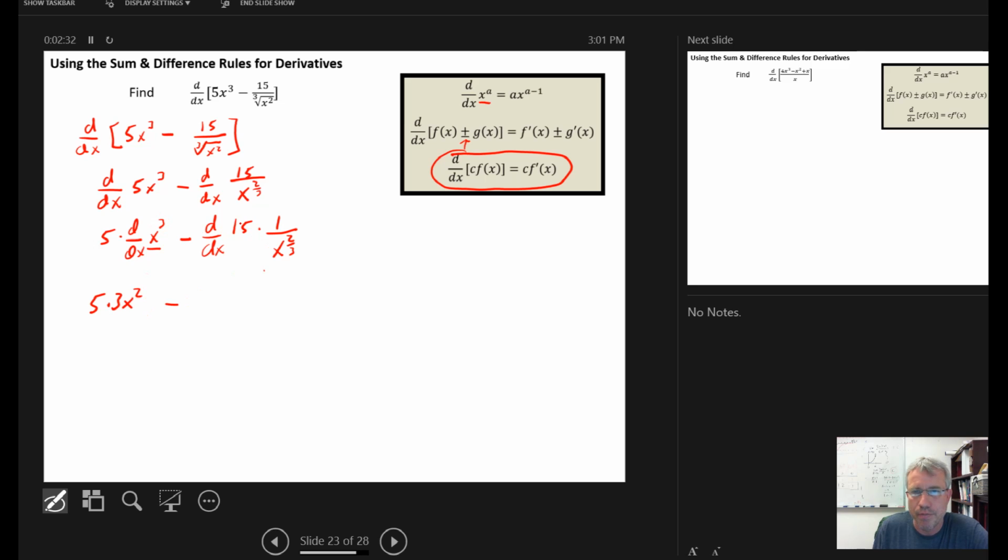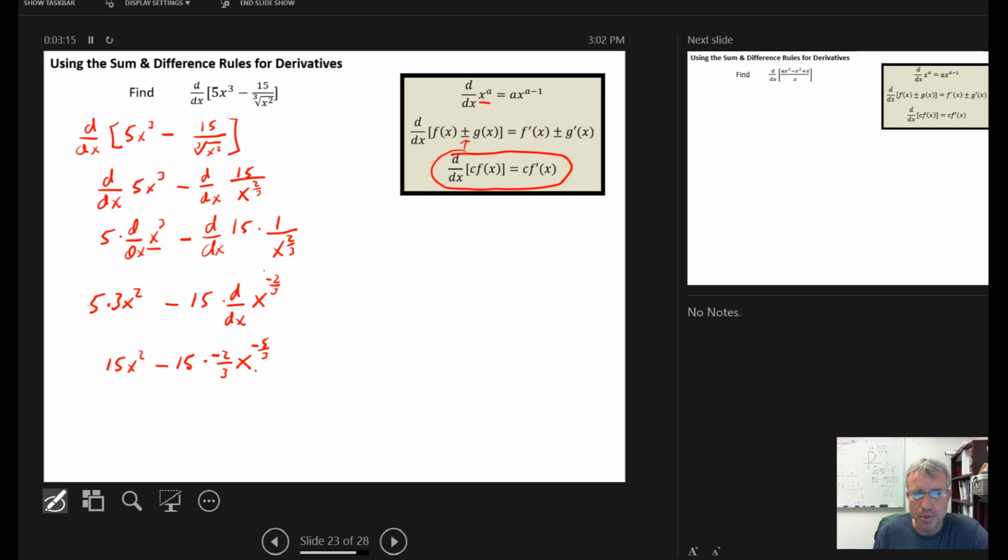Minus the derivative of a constant times a function is 15 times the derivative of the function. And to get this in the form x to the a, I'm going to need to bring this x to the 2/3 up into the numerator position. So I'll need to change the sign on the exponent from positive to negative. 5 times 3 is 15x squared minus 15 times. This is in the form x to the a, so I can use the power rule, which says bring the exponent down into the coefficient position and then subtract 1 from the exponent. So negative 2/3 minus 3/3 is negative 5/3.